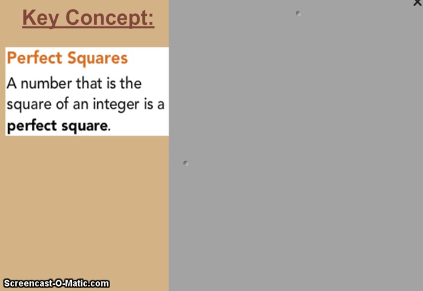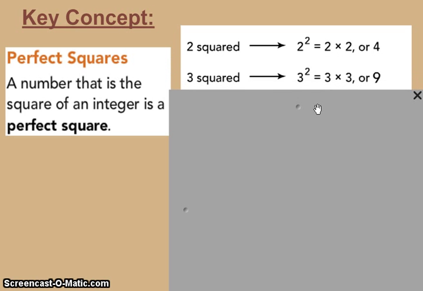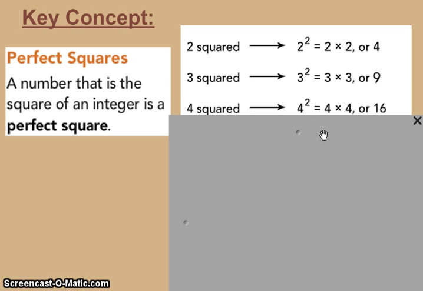Here's the first of some key concepts. First is perfect squares, the definition. A number that is the square of an integer is a perfect square. Two squared, written with exponent 2, is equal to 2 times 2, or 4. 3 squared, 3 times 3, or 9. 4 squared, 4 to the power of 2, is 4 times 4, or 16.